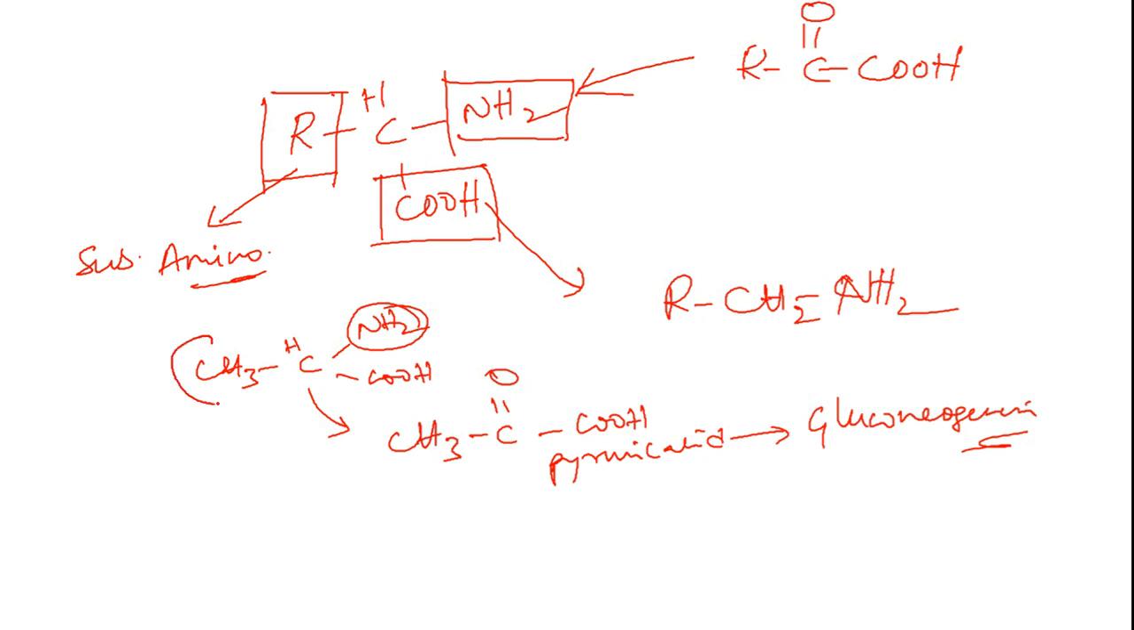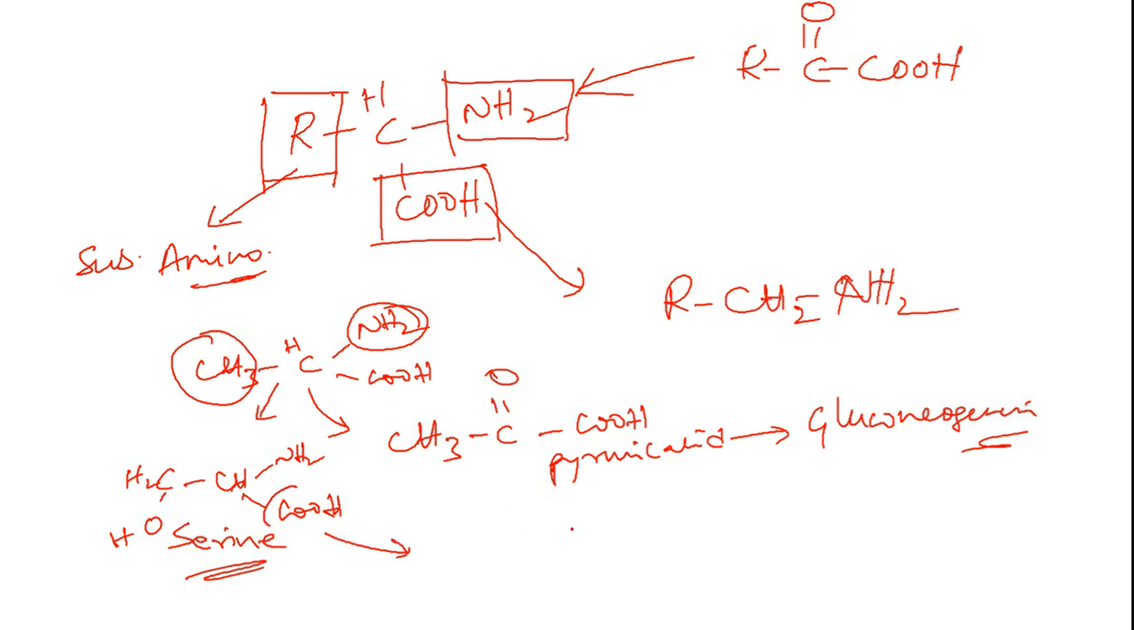And if CH3 is modified, one example is it will become CH2OH CHNH2COOH. What is this compound? This is nothing but serine. Serine is another amino acid. Now if it gets decarboxylated, what you will get is the ethanolamine unit.